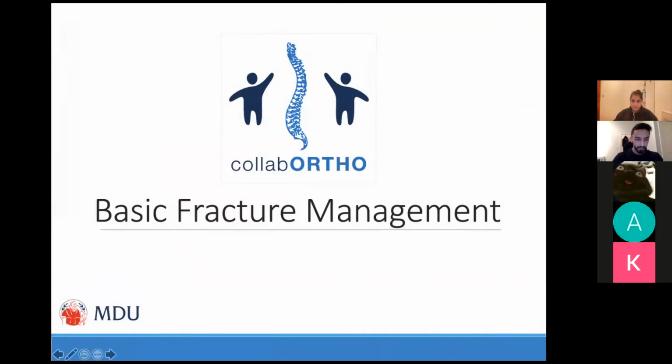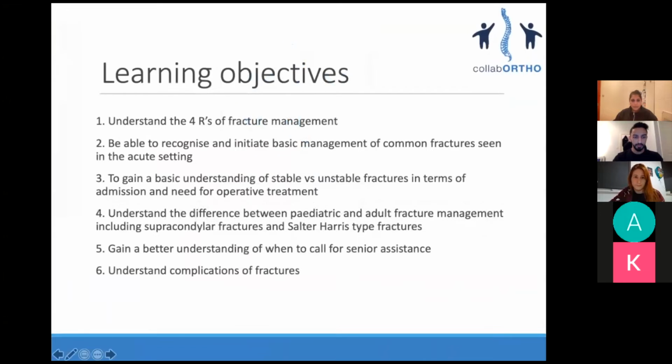Okay, so what we're going to be covering today is basic fracture management. Essentially, we're going to be looking at the 4 R's of fracture management. Tying on to that is teaching you how to recognize and initiate basic management of fractures, and to gain a basic understanding of what is a stable and an unstable fracture, and when you would need to operate. We'll also cover the difference between pediatric and adult fracture management, going into a bit more detail on types of pediatric fractures. And tying into all of that is when you call for senior assistance.